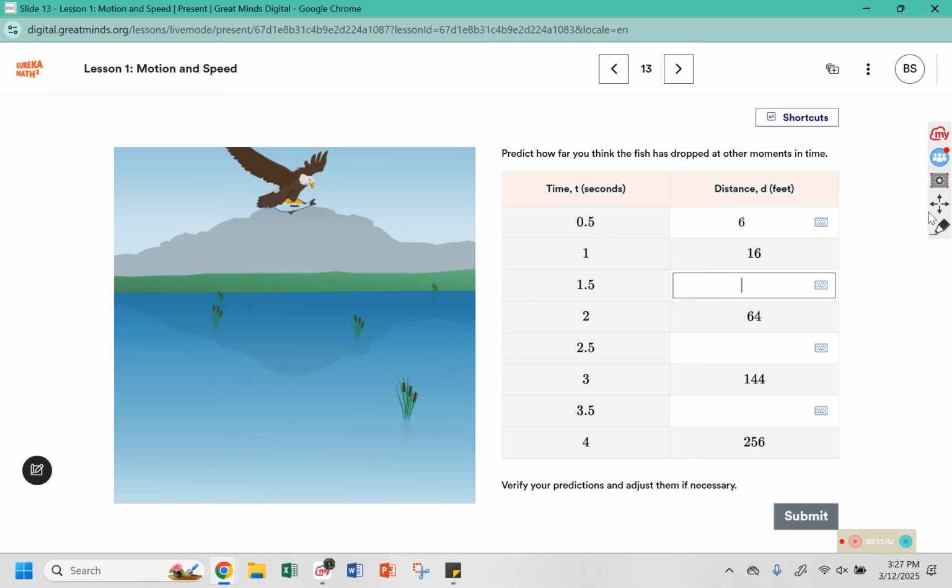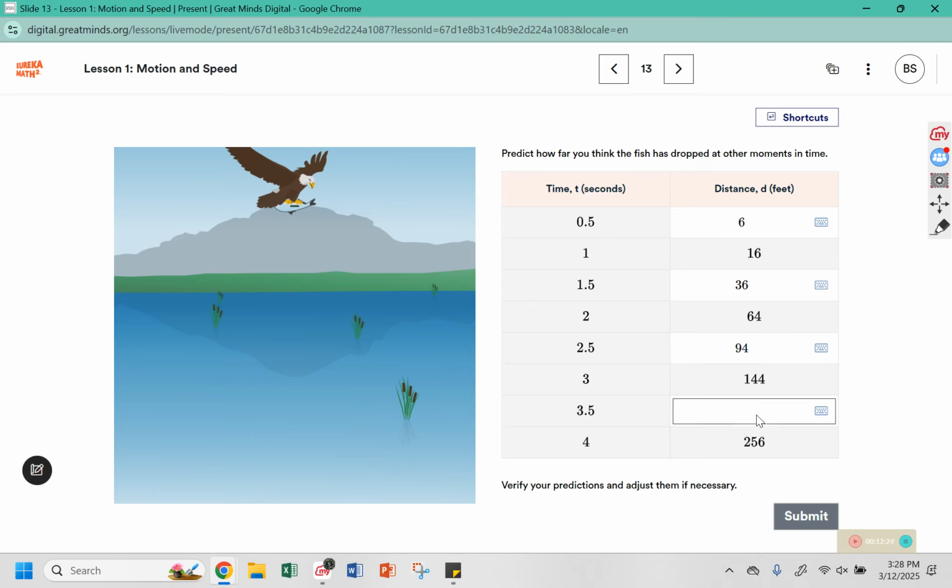Then it went 48 from 16 to 64. Well, half of 48 would be a change of 24, but we know that it's increasing as it goes, so I might only add 20. From 64 to 144, that was a change of 80. But in half a second, it should change less than 40. So I might add 30 to that, which would give me 94.